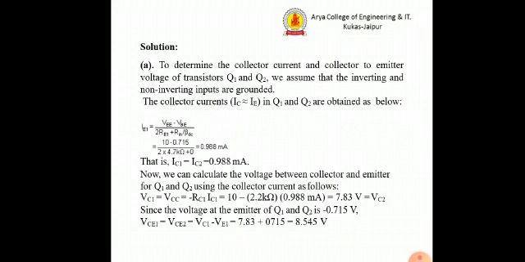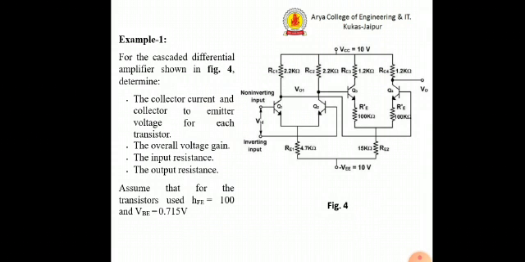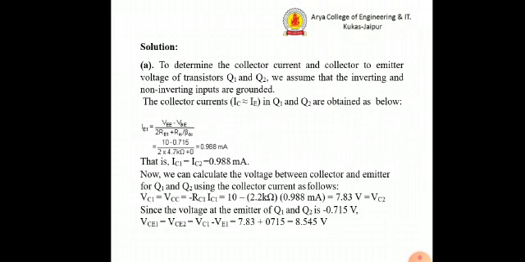Now, for the solution, we need to determine the collector current and the collector to emitter voltage of both transistors Q1 and Q2. Once again, look at the slide. Q1 and Q2 are the first transistors at the very input of this cascaded differential amplifier, and assume that the inverting and non-inverting inputs are grounded.